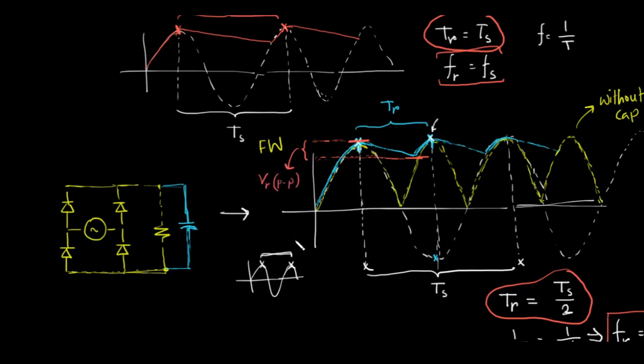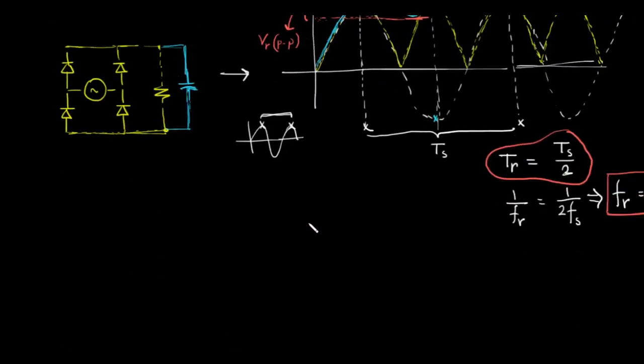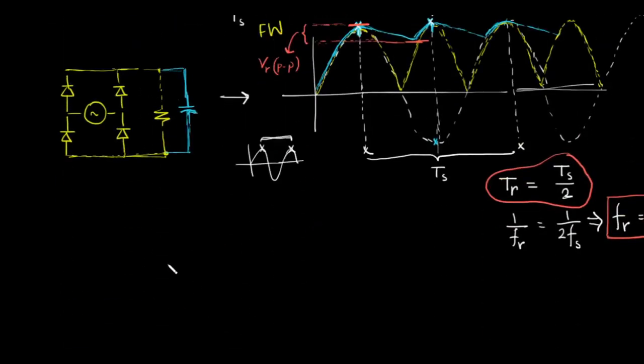Okay, so what is the peak to peak ripple voltage? There is actually a very simple formula to find this peak to peak ripple voltage, and it goes like this. Peak to peak ripple voltage, V_R peak to peak, is equal to V peak, this means the peak of the output voltage, divided by the frequency of the ripple. I will write this as f_R.